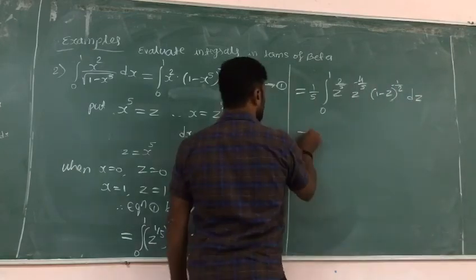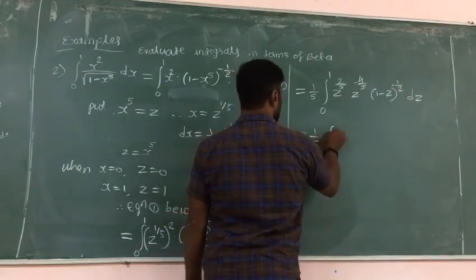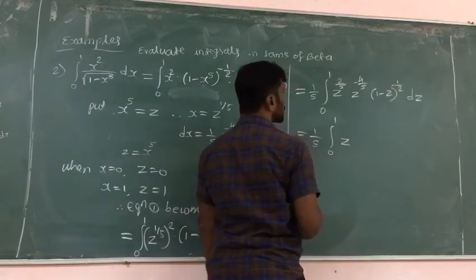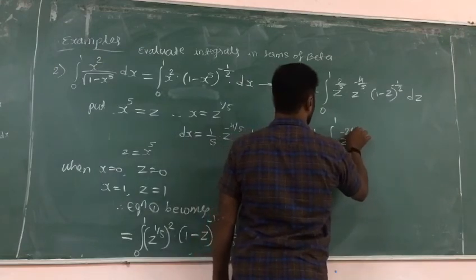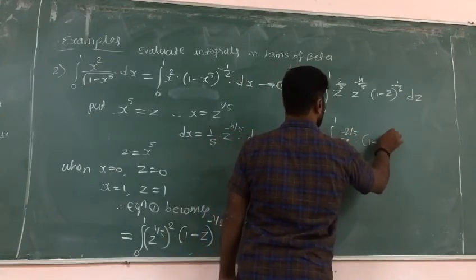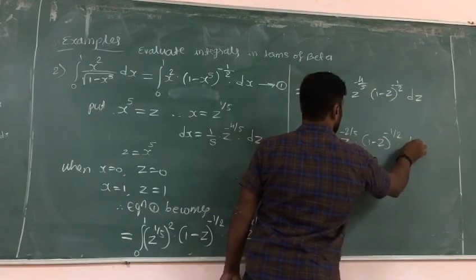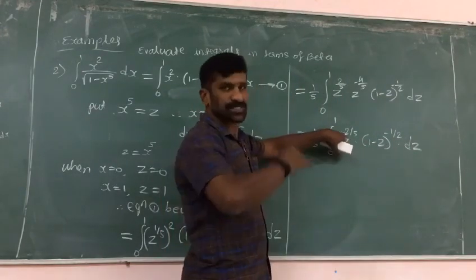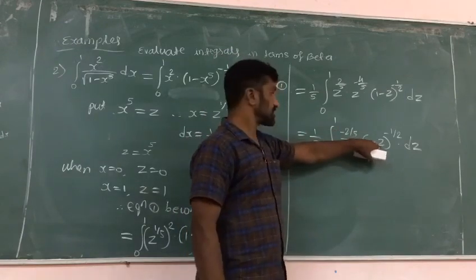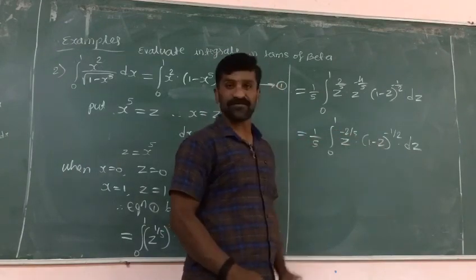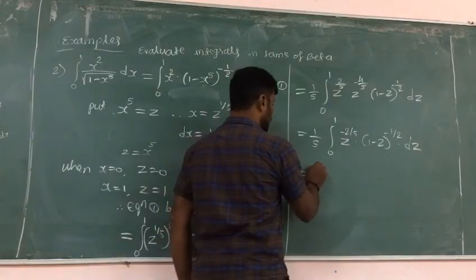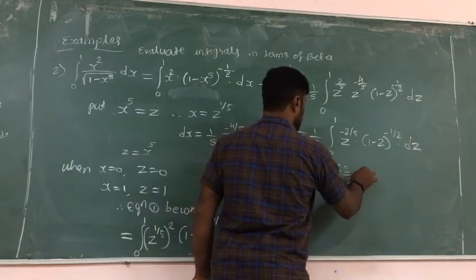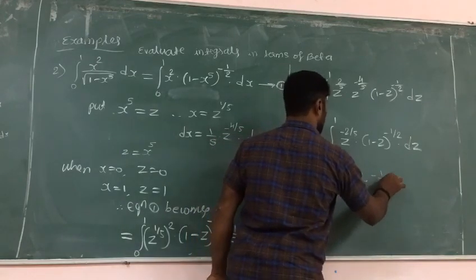Clear? If the bases are the same, add the powers: integral 0 to 1 z raised to 2 by 5 minus 4 by 5, which is minus 2 by 5, into 1 minus z raised to minus 1 by 2 into dz. So now it is exactly in the form of beta function, x raised to something, 1 minus x raised to some power. So I can apply the definition: 1 by 5 beta of minus 2 by 5 plus 1, and minus 1 by 2 plus 1.